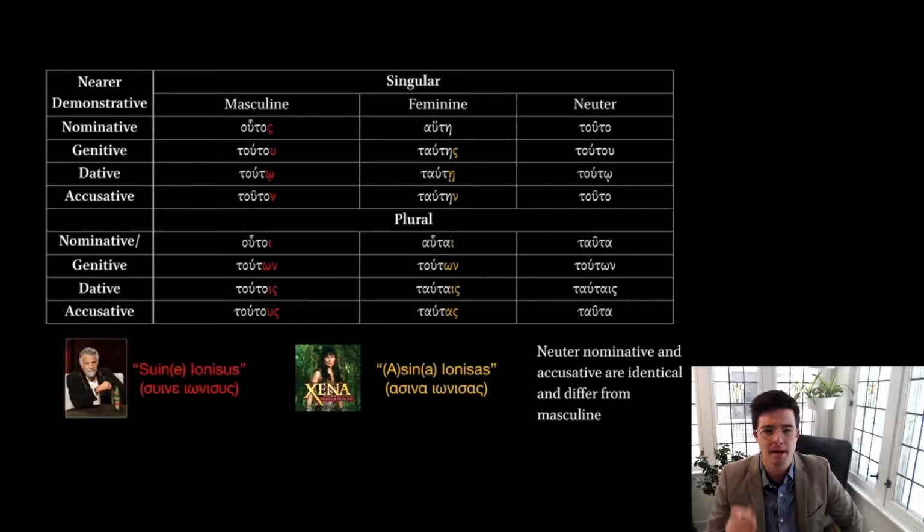And so to give you a little bit closer up of this here, you can see it more clearly. Swain ion is us, and sin a, which would be there but is not, ion is us. And then, as always, the neuter, nominative, and accusative are identical to one another in both the singular and the plural, and they differ from the masculine, though the genitive and the dative are going to be identical to the masculine.